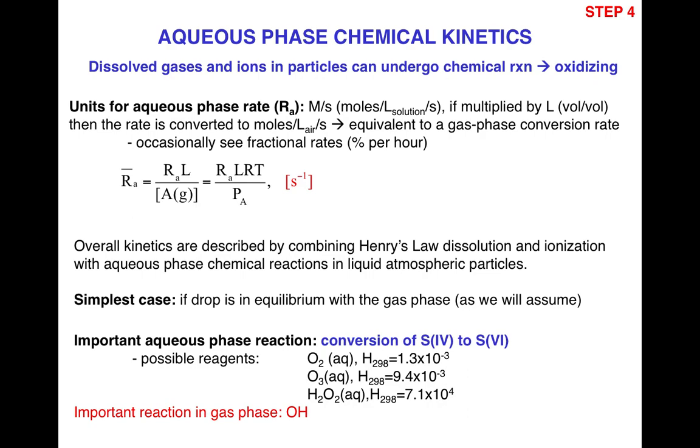You occasionally will see in the literature fractional rates as percent per hour, something like that. And the way that you convert is given there with that formula. Overall kinetics are described by combining Henry's law dissolution and ionization with aqueous phase chemical reactions in liquid atmospheric particles. So, if a drop is in equilibrium with the gas phase, and we will always assume this, we're going to go over the important conversion of sulfur 4 to sulfur 6.